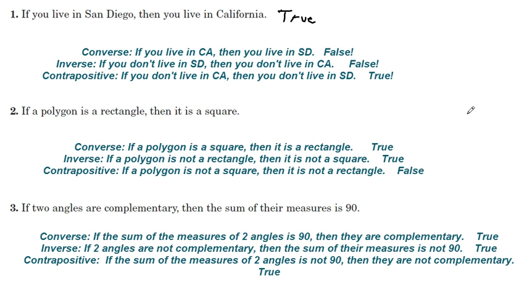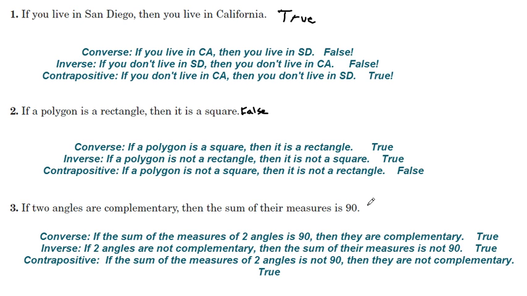If a polygon is a rectangle, then it is a square. That is actually a false statement. Let's label that false. Okay, and then the converse, if a polygon is a square, then it is a rectangle. That's true. The inverse, if a polygon is not a rectangle, then it's not a square. That's true. Contrapositive, if a polygon is not a square, then it is not a rectangle. That is false.